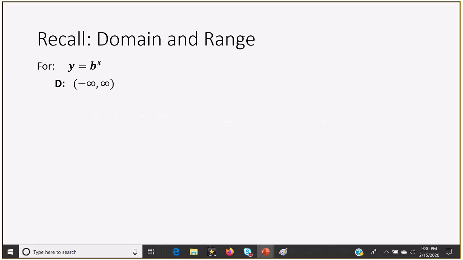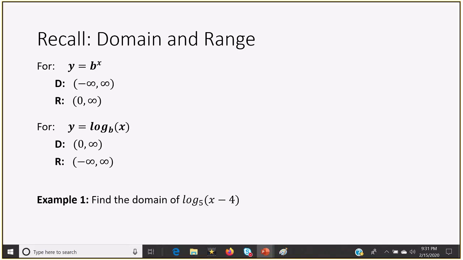Now, to really hammer home the connection between the two. The domain of an exponential is always negative infinity to infinity. The range of an exponential, unless it's been transformed, is 0 to infinity. Well, a logarithm, you just flip those. So the domain in this case will be 0 to infinity, and the range will now become negative infinity to infinity. So if we're trying to find the domain of a logarithm, we use a process.